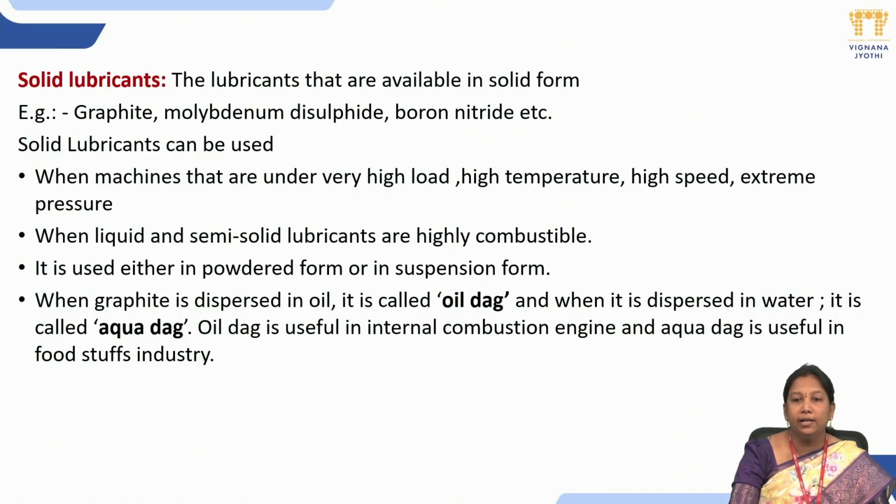When, for example, graphite is dispersed in oil, the obtained mixture is called as oil dag, and when it is dispersed in water, it is called as aqua dag. So aqua dag is used for all the food industries, and oil dag is suitable for the internal combustion engines. So depending on the type of machine where it is working, depending on the operating conditions of the machine, we can select either of these three, either solid lubricant or semi-solid lubricant or a liquid lubricant.